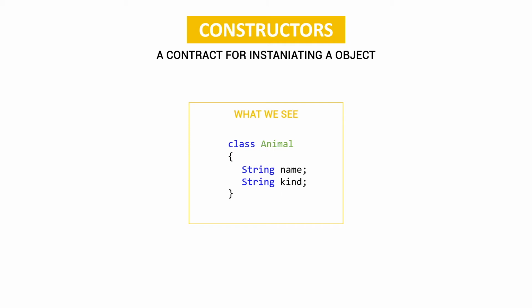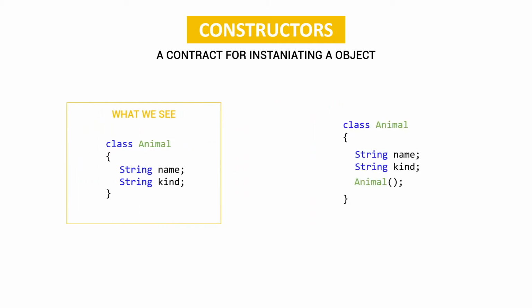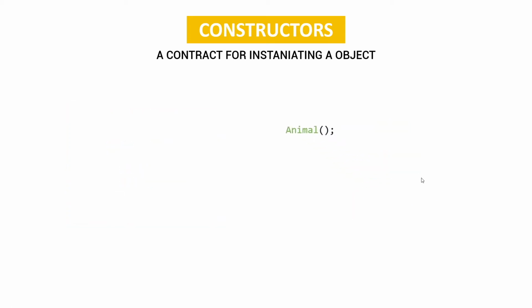But this is what we see. In the background, our code generated a simple constructor for us, or the default constructor, which is just this: Animal, and then we open the brackets and then our semicolon. What this default constructor does is it makes it possible to create an object of our class without any input. So this instantiating is possible because of this constructor.